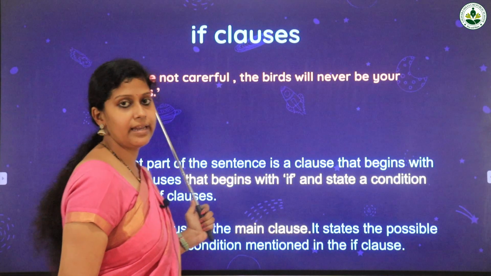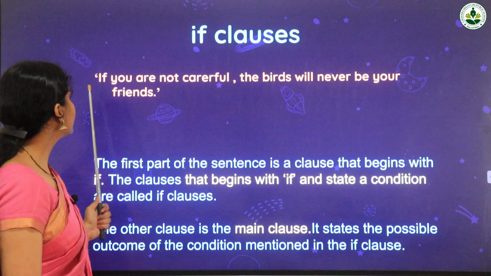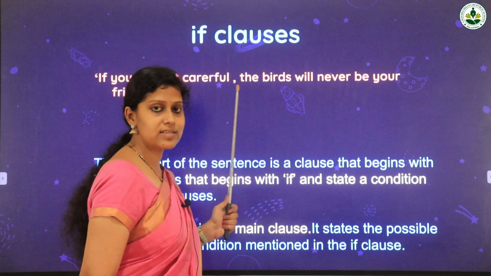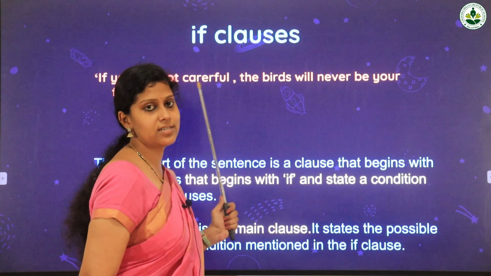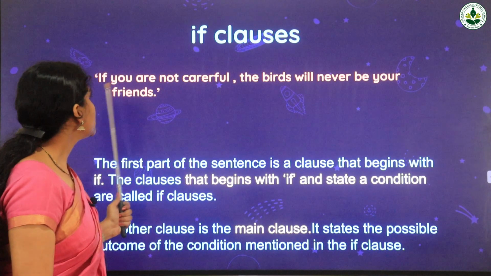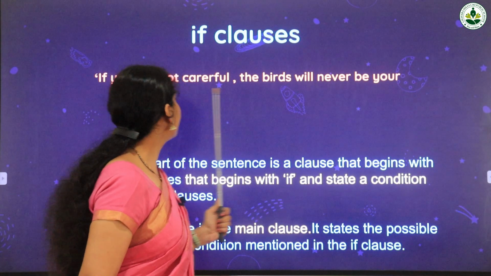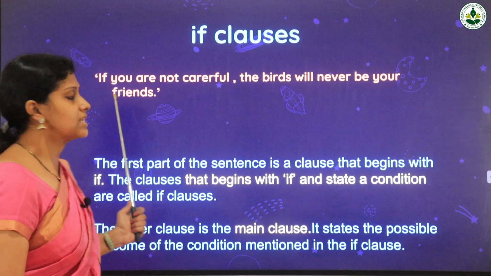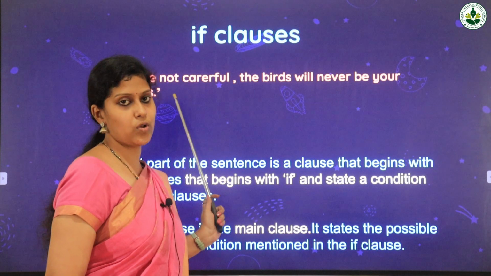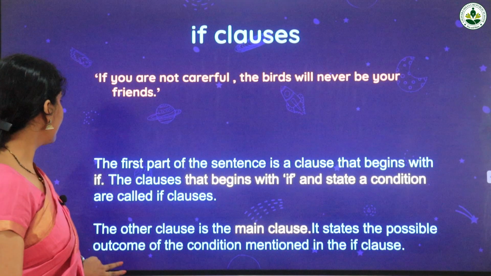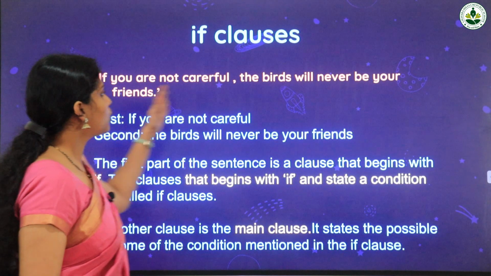Look at this sentence again. This sentence starts with if, and here you can see a comma, and this comma separates the sentence into two. If you are not careful, comma, then the birds will never be your friends. And this is an example of an if clause sentence.